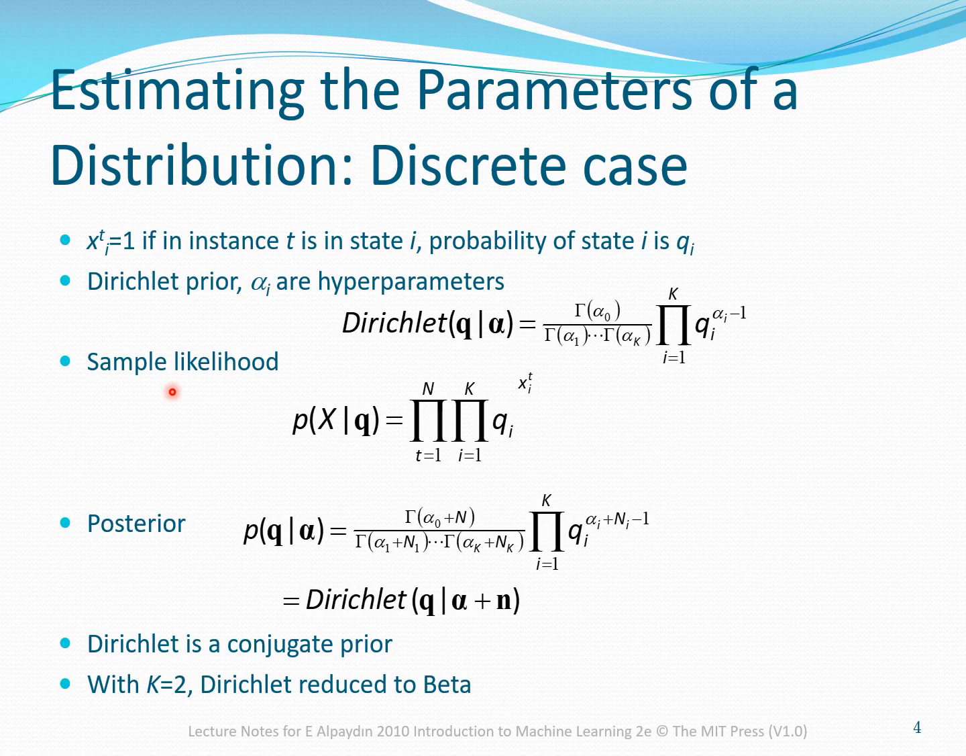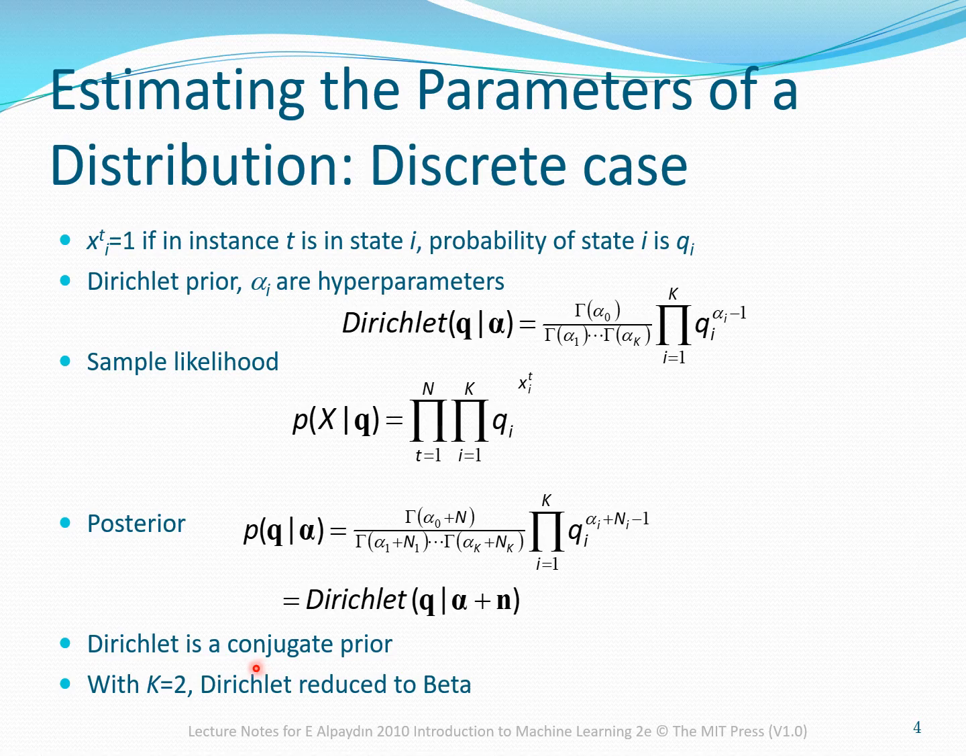Sample likelihood. Probability of x given q equals the product over t equals 1 to N, product over i equals 1 to k of q_i to the power x_i^t. Posterior. P of q given x and alpha equals gamma of alpha_0 plus N, divided by gamma of alpha_1 plus N_1 to gamma of alpha_k plus N_k, times the product over i equals 1 to k of q_i to the power alpha_i plus N_i minus 1. This equals the Dirichlet of q given alpha plus N.